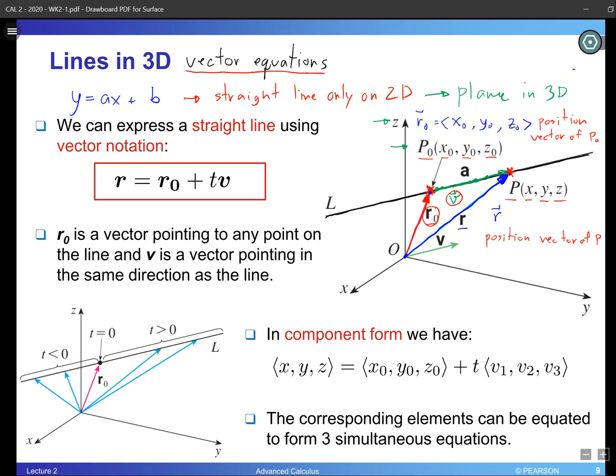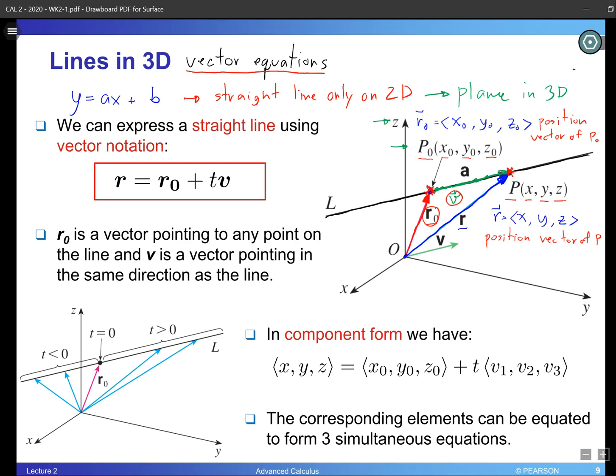So we use the coordinate of this point P, x minus origin, which is 0. So we get x, y minus 0, we get y, and last one, z minus 0, we get z. And since this is a vector, we are supposed to put angled parentheses.